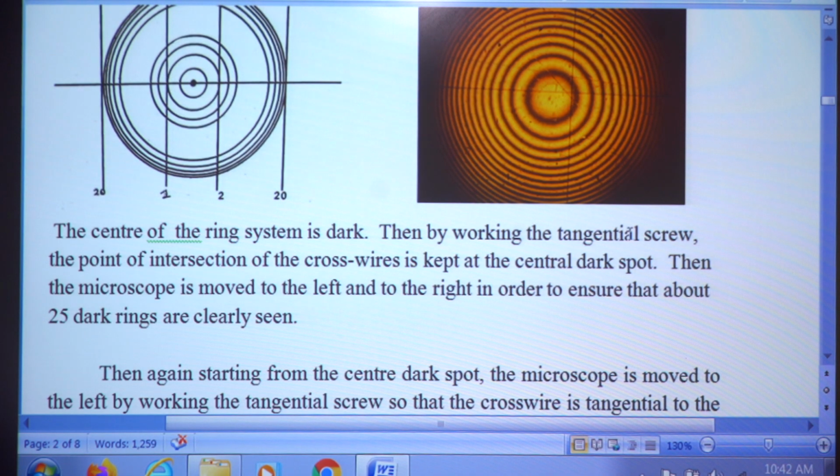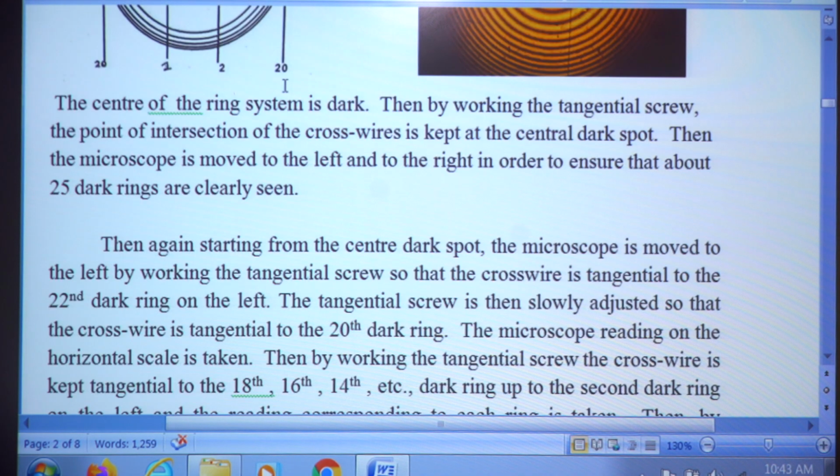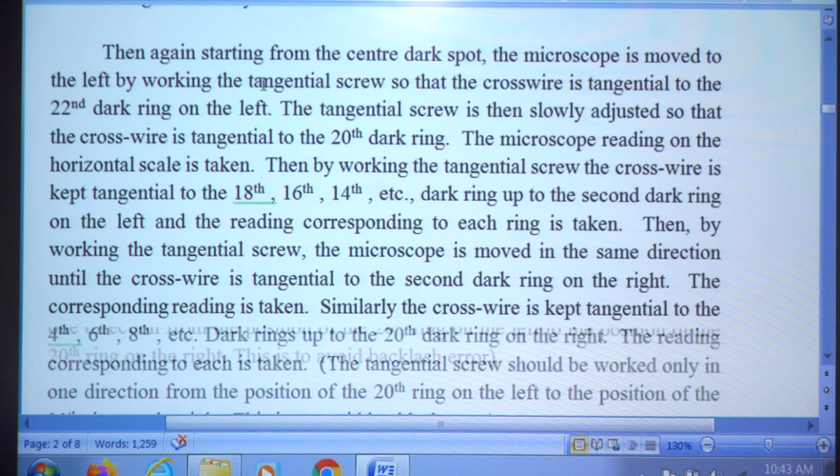Now moving the tangential screw again, we move to the right side: the second ring, fourth ring, sixth one, eighth one, 10th, 12, 14, 16, 18 and 20. So we are moving up to the 20th ring on the right side. Now all the readings are taken with the help of the microscope.